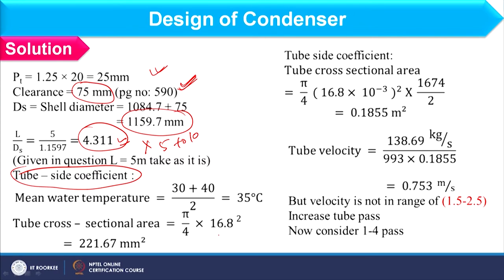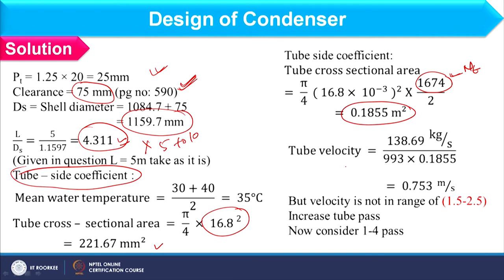So let's discuss tube side coefficient calculation. For this we need tube cross sectional area, okay. So this is basically ID of the tube, and pi by 4 di square will give you tube cross sectional area. Total number of the tubes per pass will be nothing but 1674/2, as 1674 is total number of tubes, right. So you can find out cross sectional area of one pass as 0.1855 meter square, right.